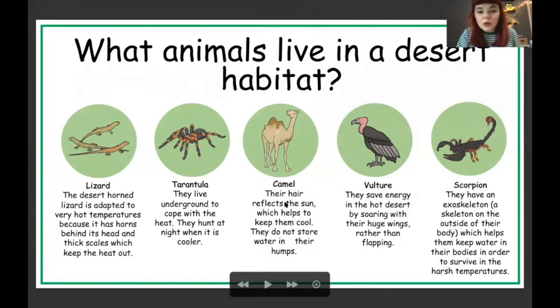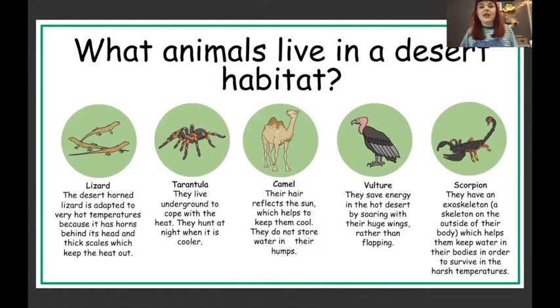We've also got camels, so their hair reflects the sun, which helps to keep them cool. And as we've learned in that video, they don't keep water in their humps, but they keep fat in their humps for them to eat so they can survive for longer periods of time. We've also got things like a vulture. So a vulture is a large bird, and they save energy in the hot desert by soaring with their huge wings rather than flapping. So rather than burning energy by flapping, they soar.